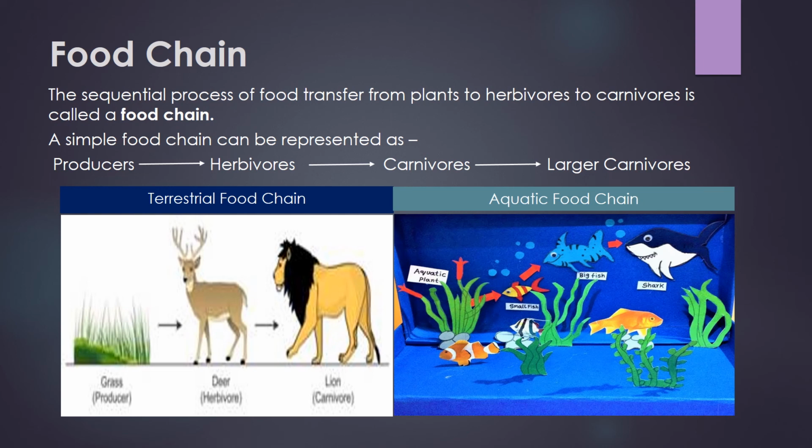Next, in the aquatic food chain, aquatic green plants are eaten by small aquatic animals, then small aquatic animals are eaten by small fish, and then small fish are eaten by large fish. I have given examples in this picture: aquatic plants, then small fish, then big fish, and then shark.